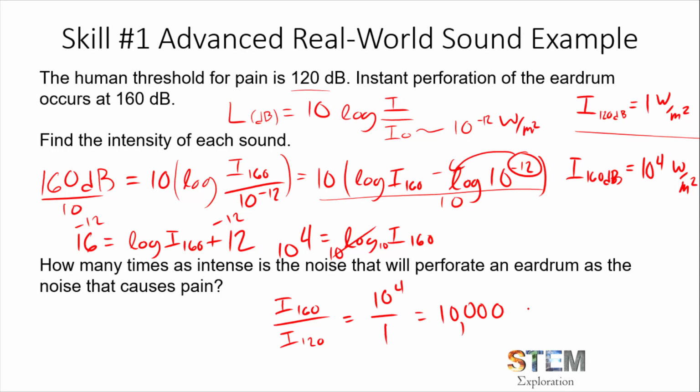So what this says is that the intensity at 160 decibels is 10,000 times more intense than 120 decibels. And it can be a really useful way to look at a huge range of intensities with a relatively small range of numbers.